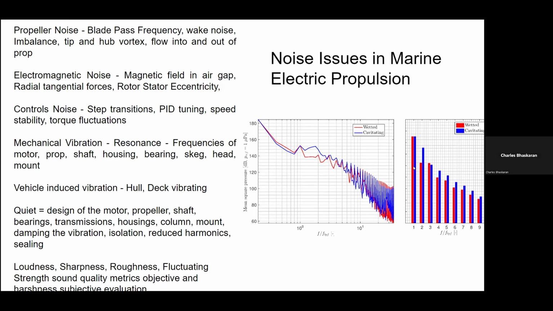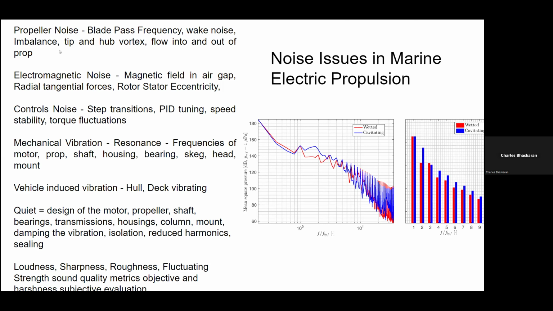Every time the blade passes, there is a blade passing frequency, right, that attaches to the noise. All we are saying here is the blade passing frequency is the most dominant sine tone, and there is a background noise which happens in electric propulsion as well. So in general, in propeller noise, we talk about imbalances, tip and hub vortexes, and things like that.